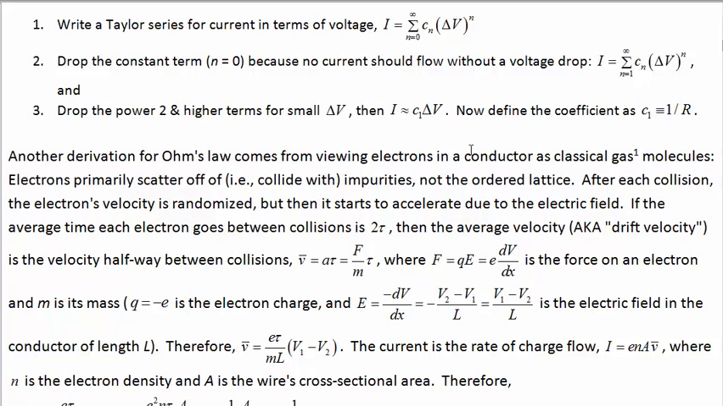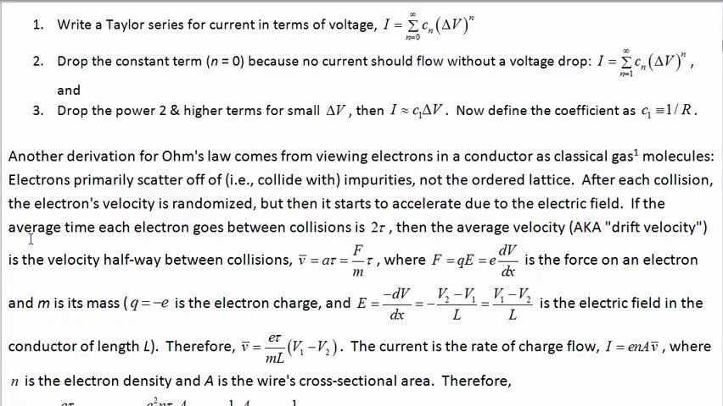After each collision, the electron's velocity is randomized. So you imagine that the electron smashes off some impurity in the lattice, and then it gets a random velocity. So it could be going forward or backwards, it probably has some average speed, but the velocity itself is randomized. After that, though, it starts to accelerate due to the electric field, the electric field that's in the conduction medium because of the voltage that we're applying.